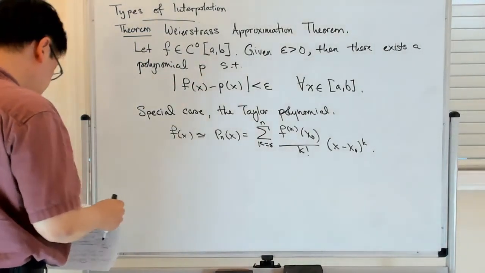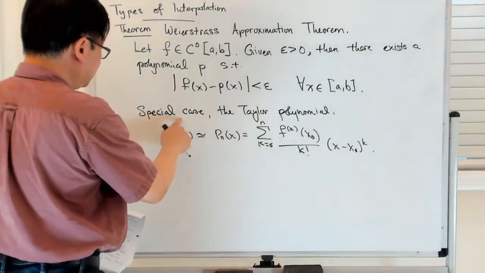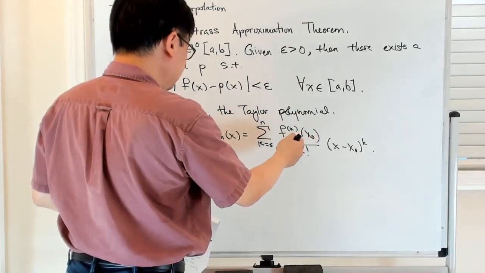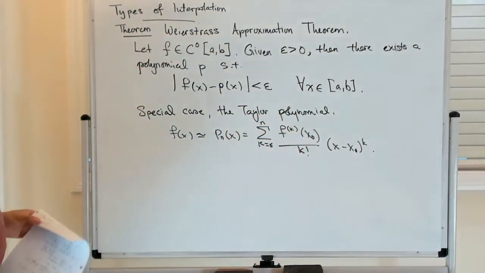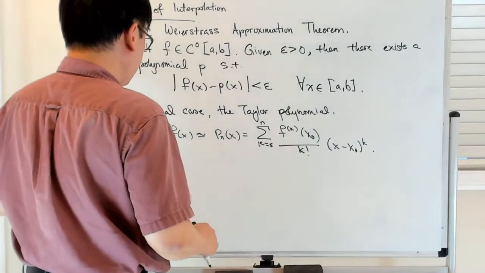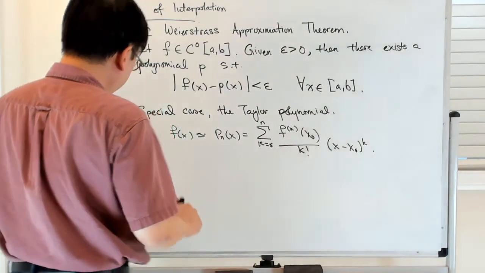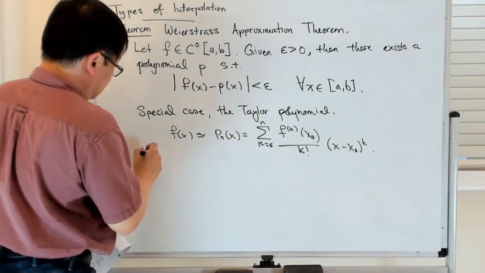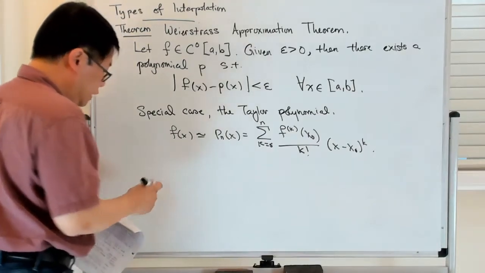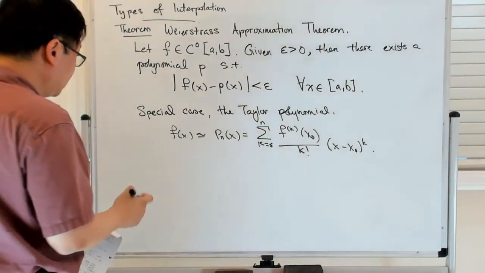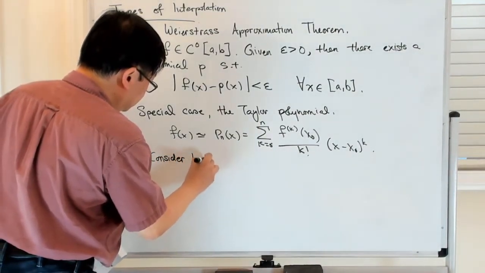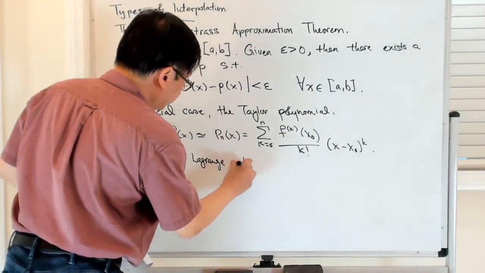Anyhow, instead we're going to look at things which sort of look like Taylor polynomials, and we'll see what I mean by that in a little bit. So we're going to consider what are called Lagrange and Newton interpolating polynomials.